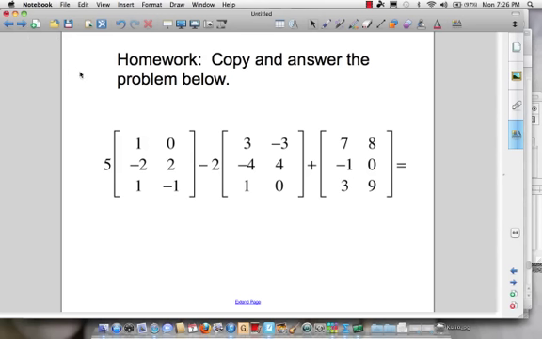For your homework, copy down the problem below and then work it out. Have that ready for class next time.